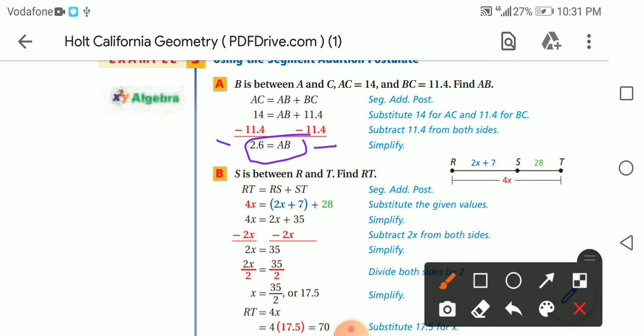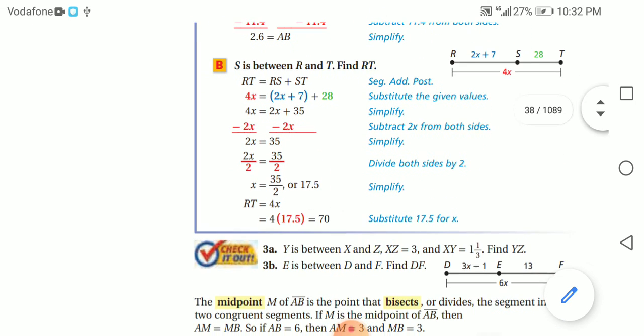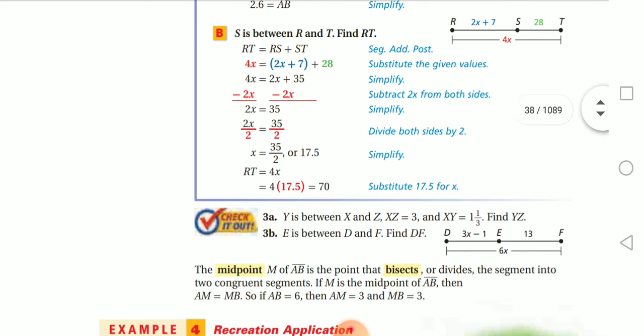Okay. I'd like to tell you something here. Substitute 14 for AC. To substitute means to put instead of AC, I'll put here 14. And instead of BC, 11.4. Substitute means to put instead.